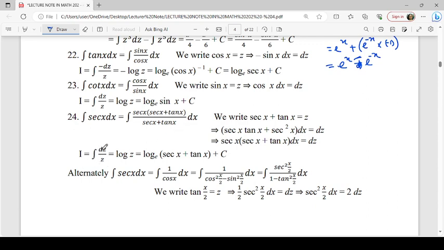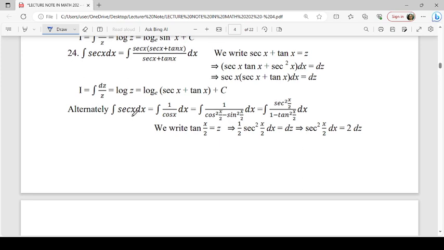And integration of 1 by z is log z. So integration of sec x, this also you can later use as a result. Integration of sec x is log of sec x plus tan x.